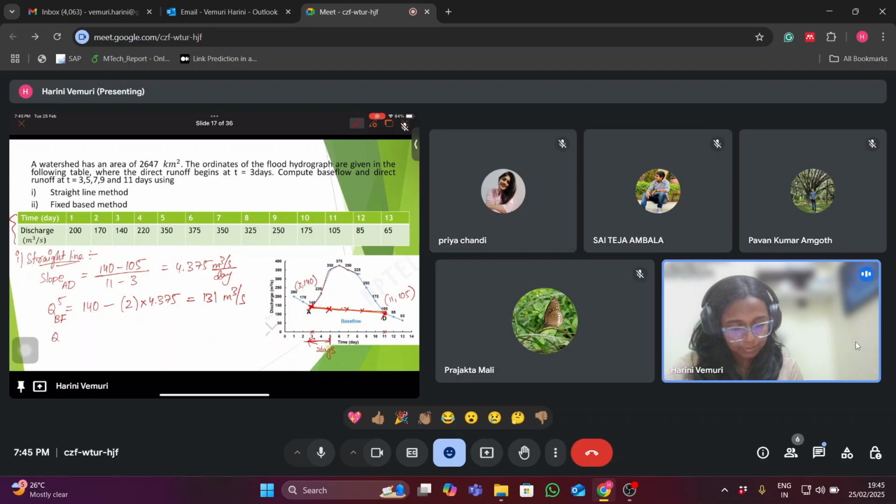Similarly, we will calculate the base flow at time equal to 7 days. Now we take the value here, 131 minus 2 into the slope, again 2 days, because from 5 to 7 we have a 2 day interval. Multiplying with the slope, we get 122 meter cube per second.